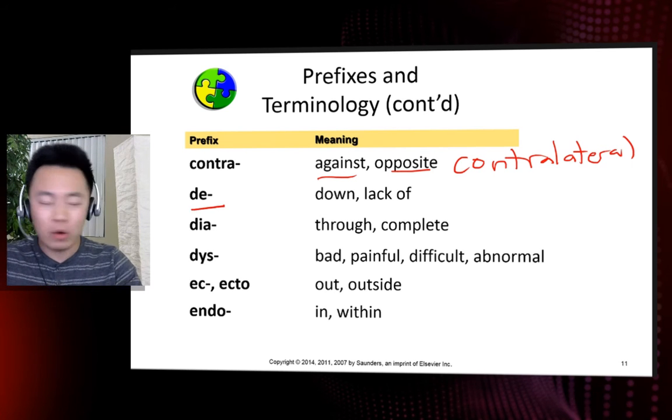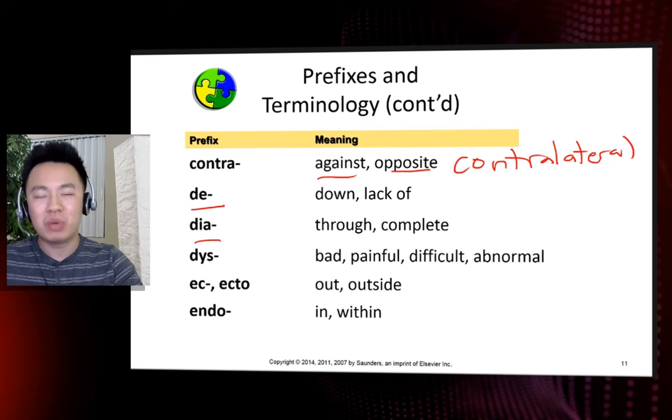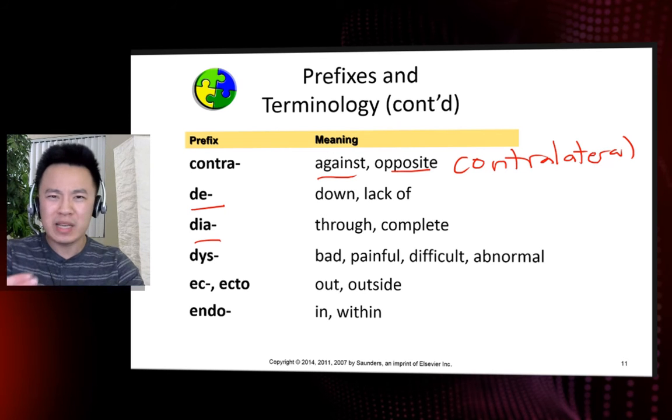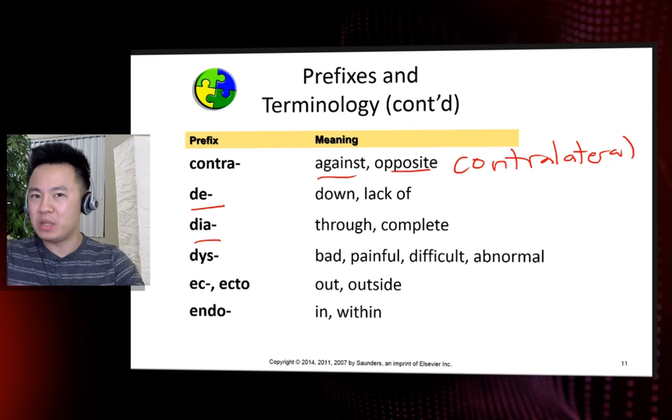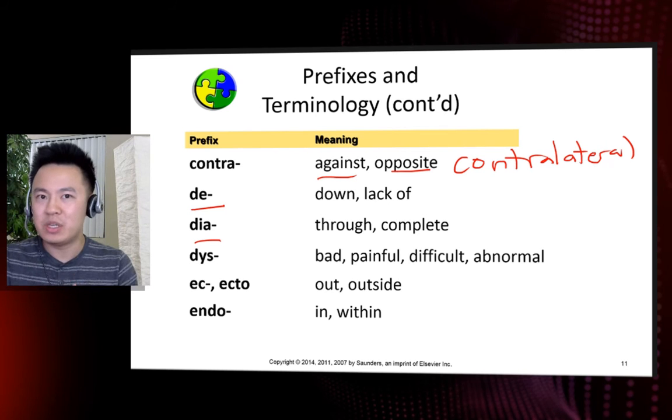D means down or lack of. We also have dia, which means through or complete. You remember diarrhea. Diarrhea means the complete discharge of feces or fecal matter. However, if you break down the word diarrhea, rhea means discharge, release of, and dia means complete. So if you were to slap the definition of the word diarrhea together, it just means complete discharge, but we have no clue the complete discharge of what. So therefore, this is one of those times when you can't use a slap definition to define the medical term.